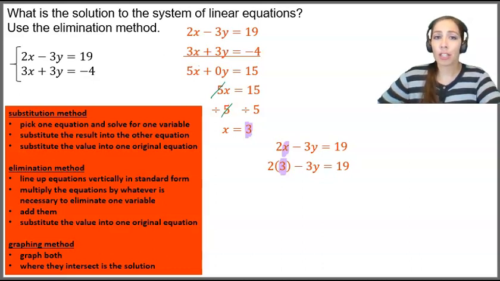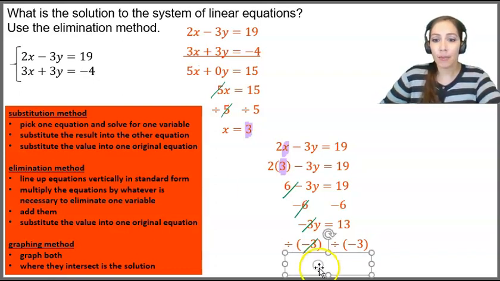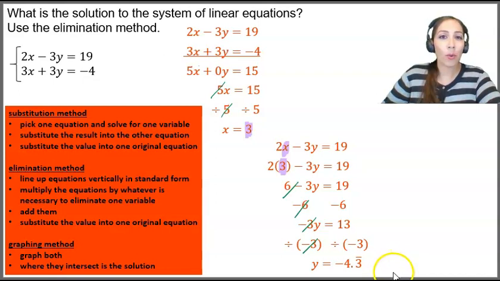From here, I'm going to solve like normal. 2 times 3 is 6, so 6 minus 3y equals 19. I would move that 6 to the other side. The 6s cancel out on the left-hand side, and I have just negative 3y equals 13. From here, I would divide by negative 3 on both sides. The negative 3s cancel out on the left, and I end up getting y equals 13 divided by negative 3, which is negative 4.3, where the 3 repeats infinitely.